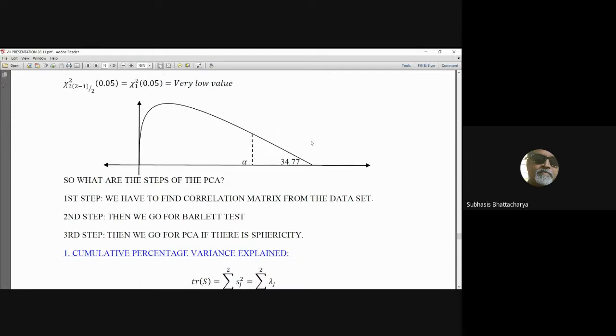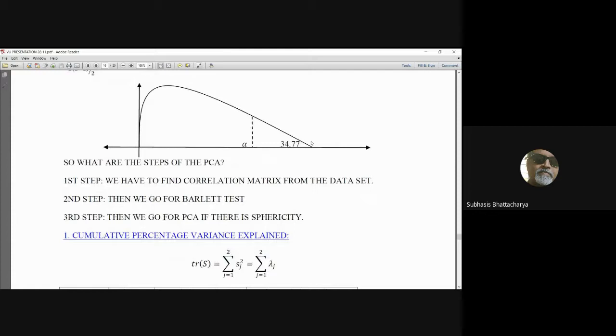So what are the steps? You first find out the correlation matrix, then go to the Bartlett test, and then go to the PCA if there is any sphericity. Sphericity is a very important thing. That means if the data set is plotted in such a way that after rotation of axes, you cannot find out which variable is important or which variable is not important, then you have to go to this kind of test like Bartlett gives us.